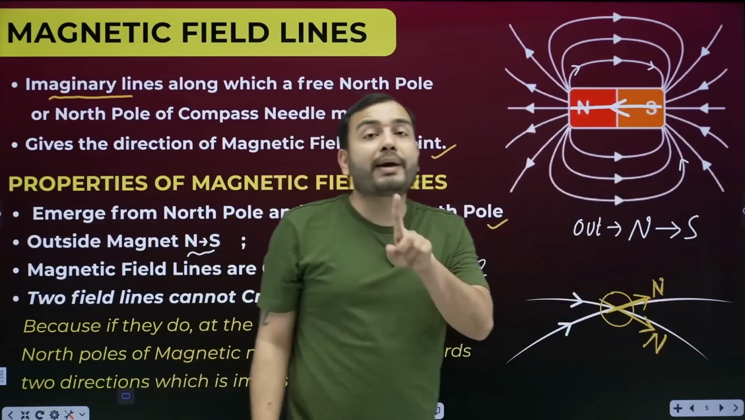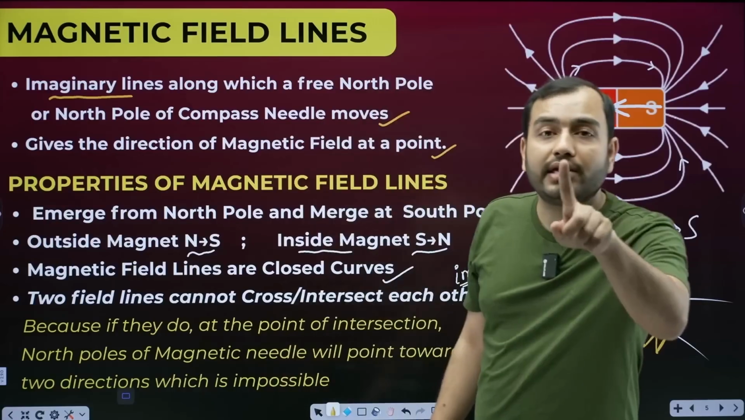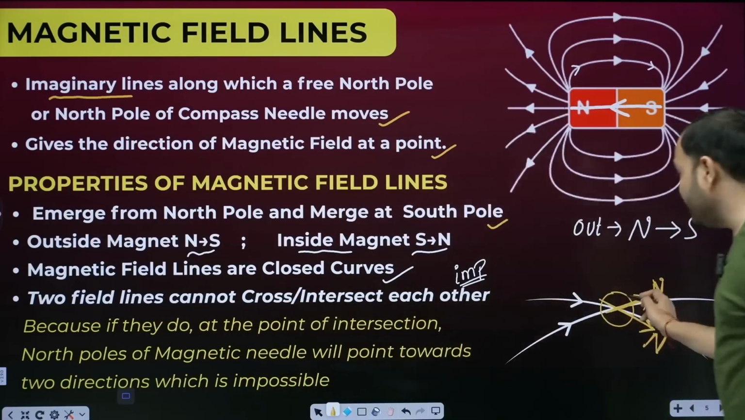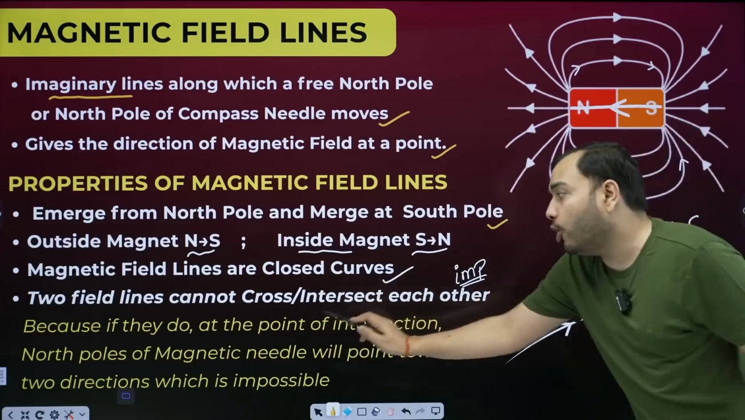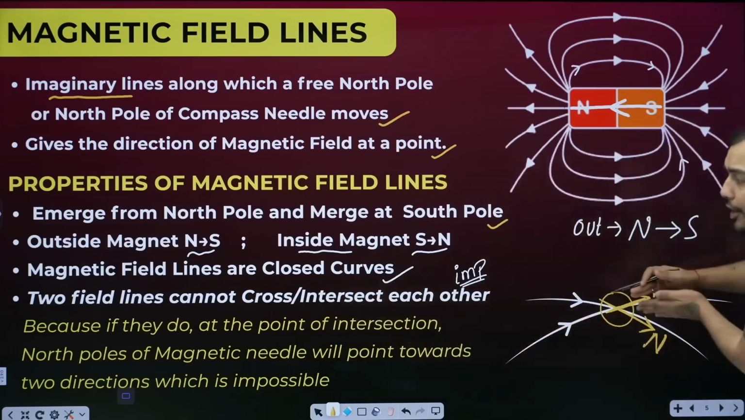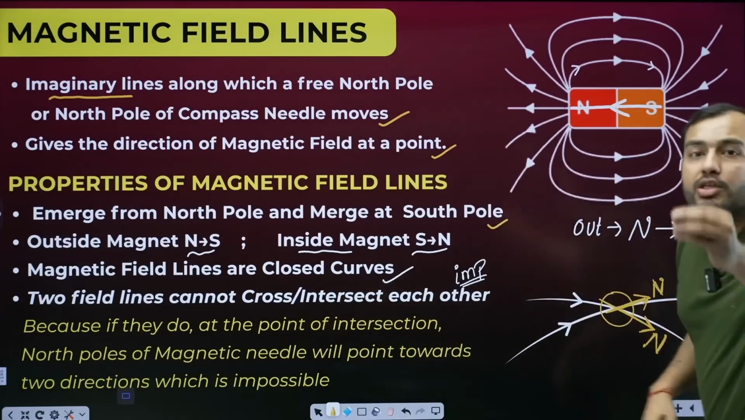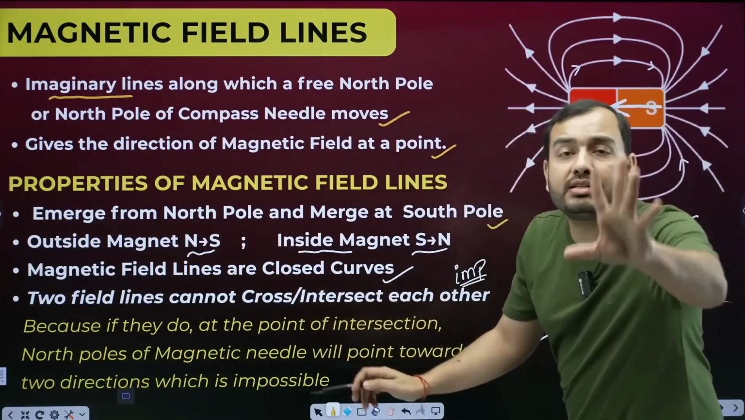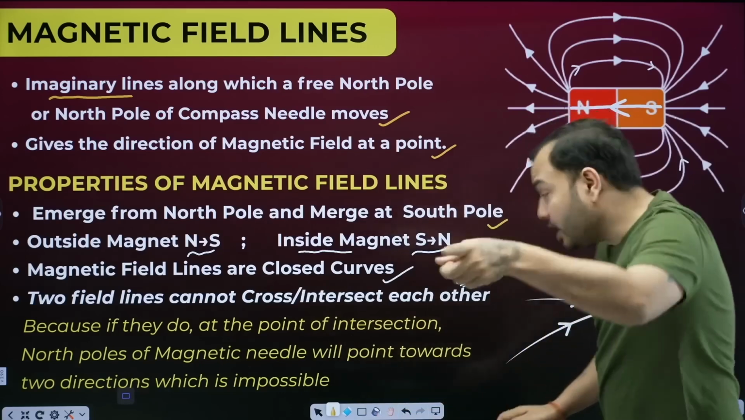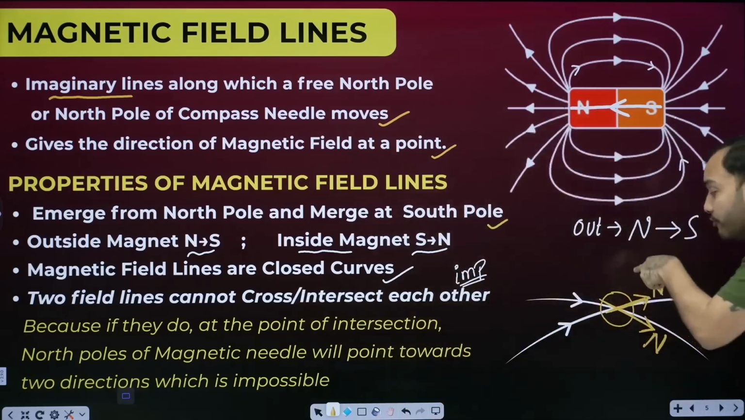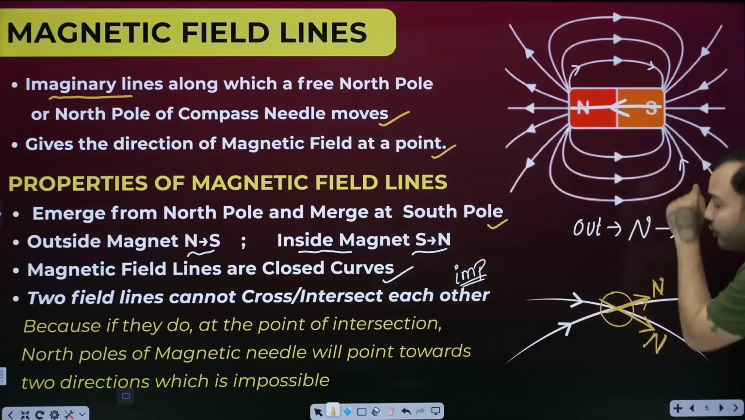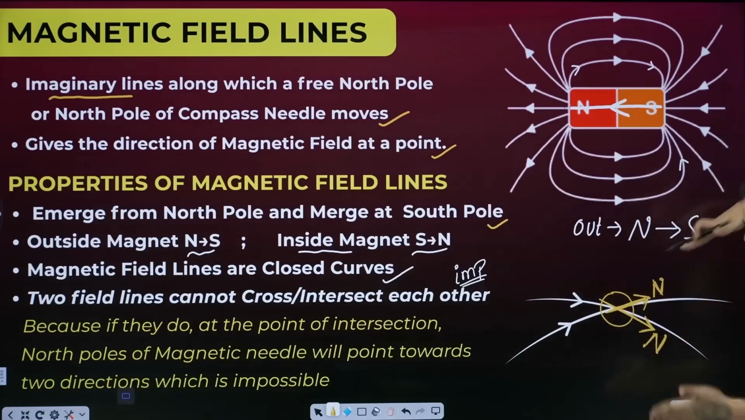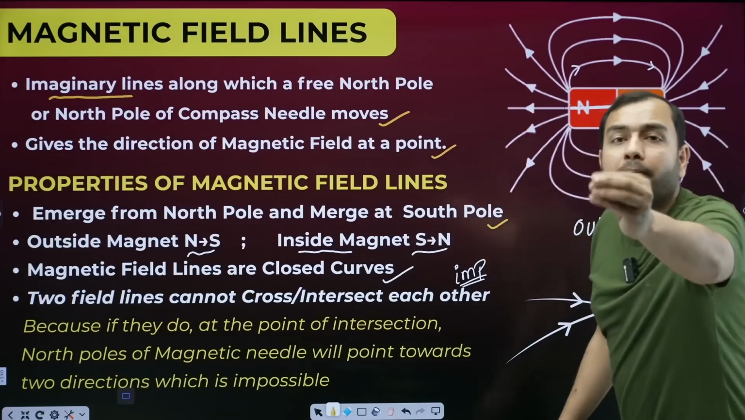Therefore, two magnetic field lines can never intersect each other. Because if they do, at the point of intersection, the north pole of the magnetic needle will point toward two directions, which is impossible. Two field lines cannot cross or intersect each other. Why? Because if they do so, at the point of intersection, the north pole of the magnetic needle will point towards two directions, which is impossible.